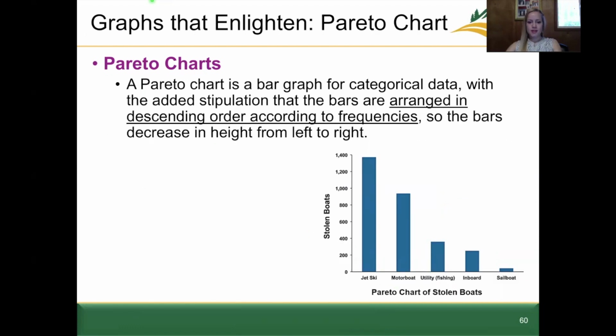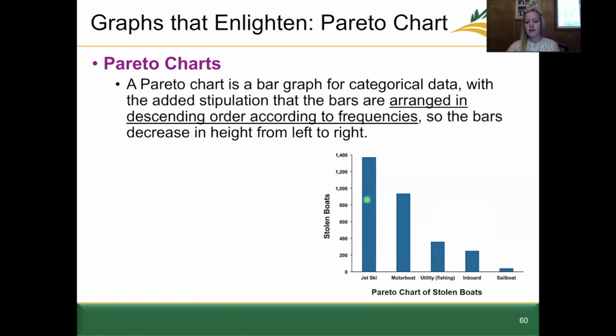Next, and similarly, we have Pareto charts. A Pareto chart is a bar graph for categorical data, but with the added stipulation that the bars are arranged in descending order according to frequencies, so the bars decrease in height from left to right. You can take a bar graph and easily convert it into a Pareto chart after you know the frequencies of each category. Once you know the frequencies, you arrange them in descending order so that the bars decrease in height from left to right.